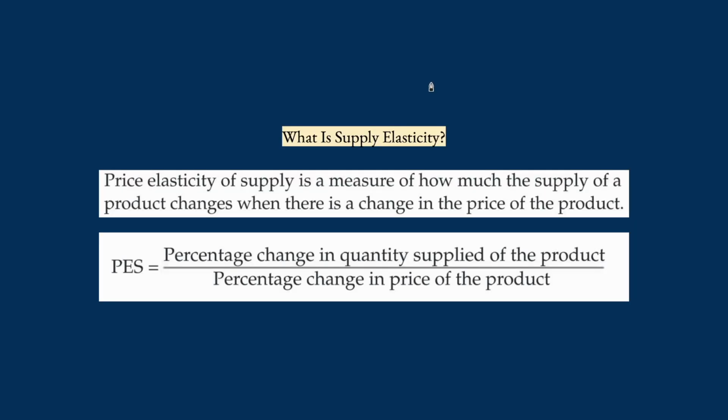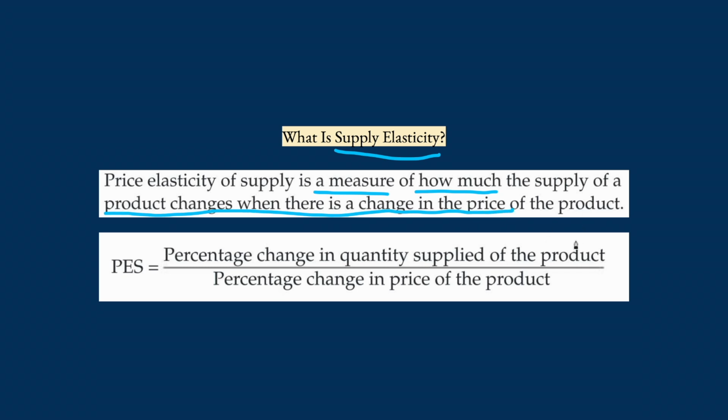Of course, we have to start with the definition. So what is supply elasticity? By definition, price elasticity of supply is a measure of how much the supply of a product changes when there's a change in the price of the product. Now, already correlating this elasticity definition with demand elasticity, we can see a few things in common, such as it's a measure of how much something, either the supply or the demand of a product, changes when there is a change in the price of the product.